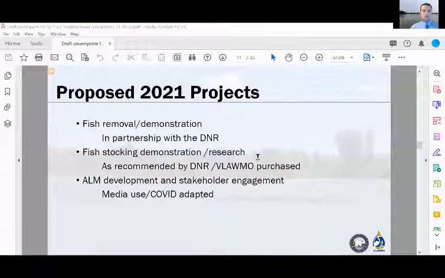The third and most important proposed project for 2021 is an adaptive lake management plan development and stakeholder engagement process. Of course, this is also going to rely heavily on engagement and on using media instead of face-to-face due to COVID adaptation.